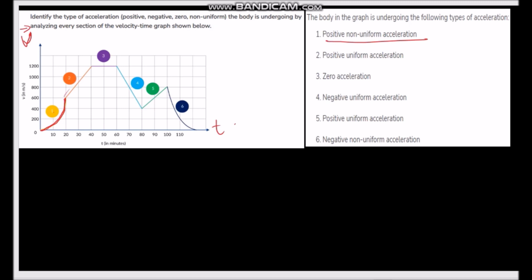At position 2, it shows positive acceleration. At point 3, you see that the velocity is constant. If the velocity is constant, the acceleration is what? There is no change in velocity. That means for 3, zero acceleration. What about number 4? We see that it's going down straight. That means uniformly decelerating.